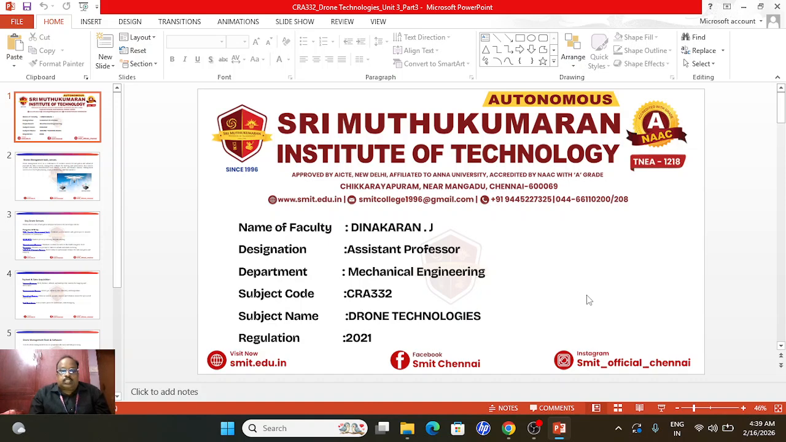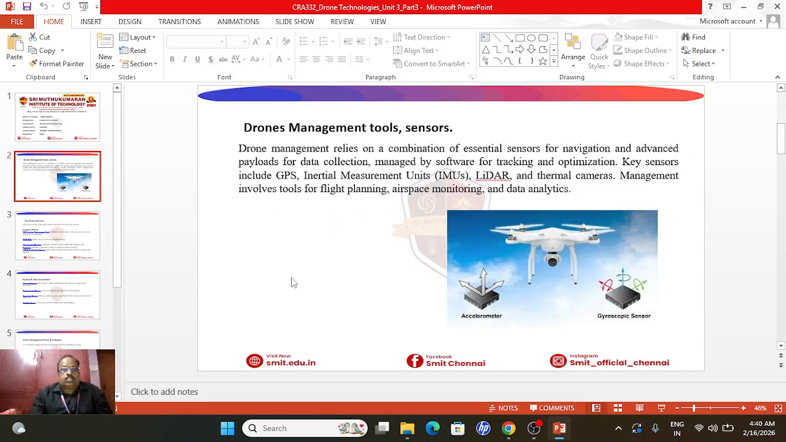Today I am going to discuss the drone technology subject. This subject comes under Regulation 2021, and also comes for the Departments of Mechanical, Physics and Mechatronics. Today I am going to discuss the drone management tools and the sensors. So how the tools and sensors are used here.